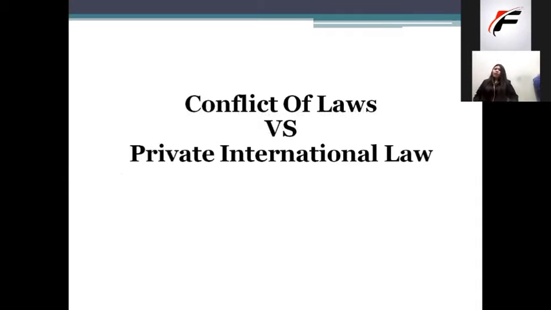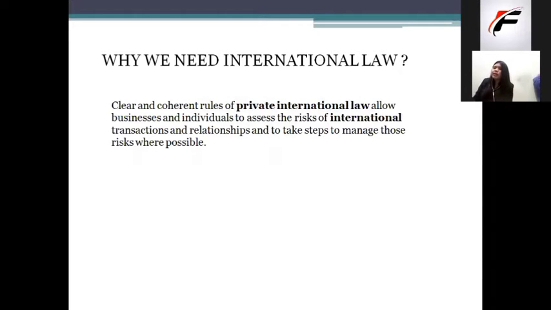And then conflict of law. We usually hear conflict of law. Is conflict of law different from private international law? The answer is no. The difference is just that conflict of law is adopted by common law states such as United Kingdom, United States, Canada, Australia, while private international law is adopted by civil law countries like Indonesia, Netherlands, and etc.